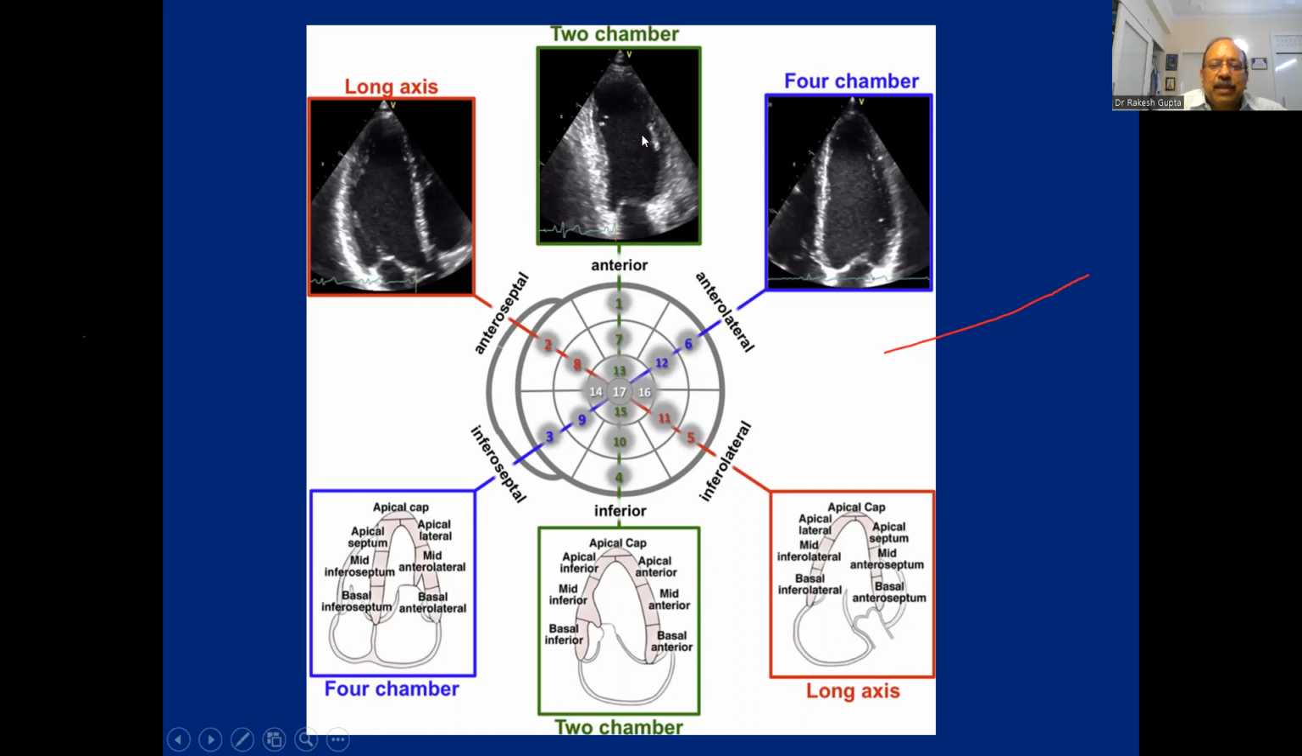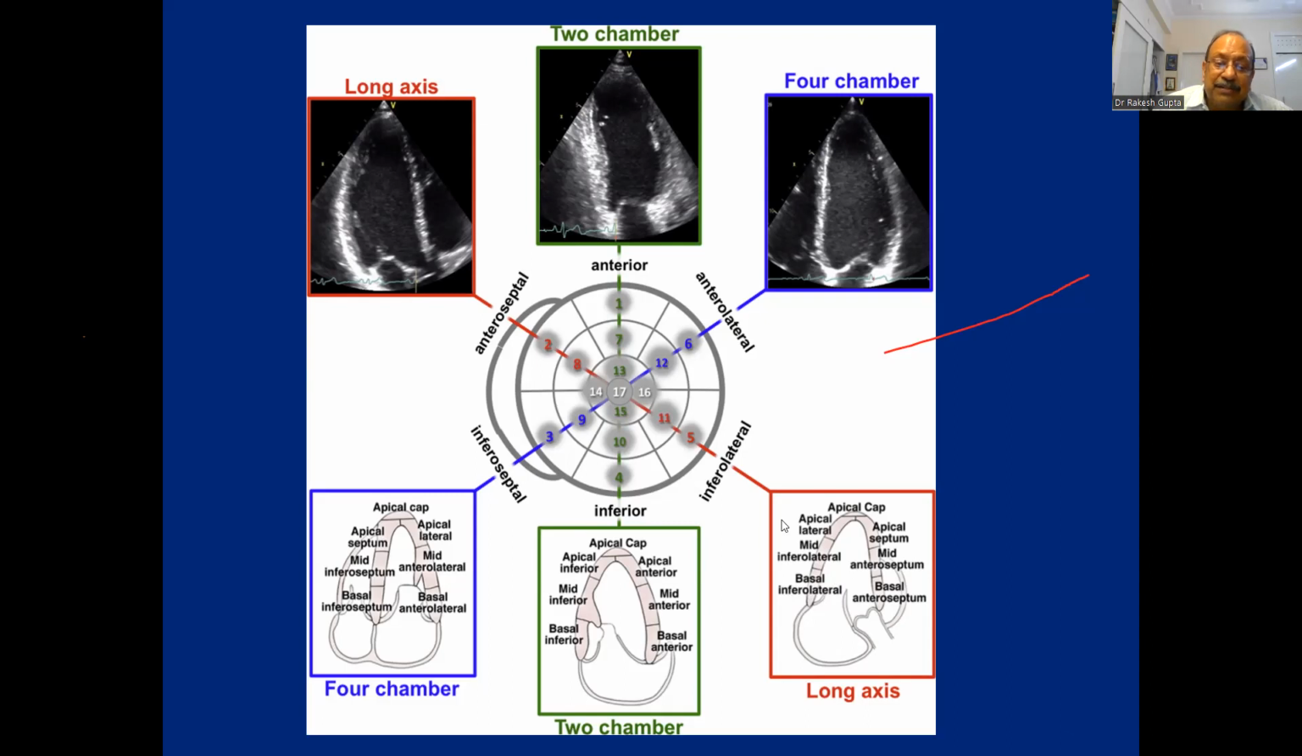Similarly, in two-chamber view, we have apical inferior, mid-inferior, basal inferior. So nothing has changed over here. Only thing is apical anterior, mid-anterior, and basal anterior segments. So these remain as such, no change as far as the two-chamber view is concerned. Now, the three-chamber view has basal anterior septum, mid-anterior septum, and apical septum. And the posterior lateral wall, the posterior wall, has become inferolateral and basal inferolateral. And this is the apical cap.